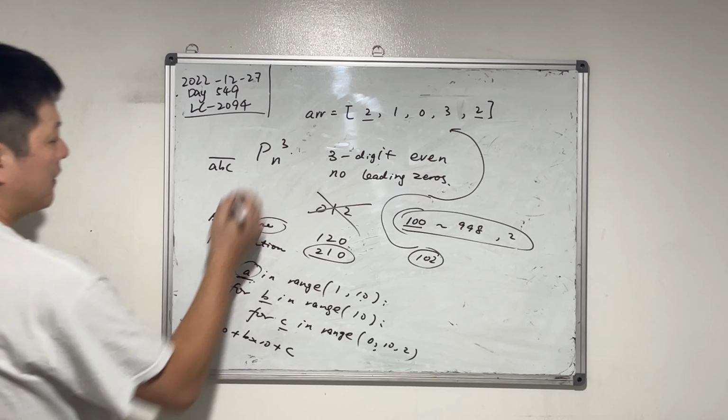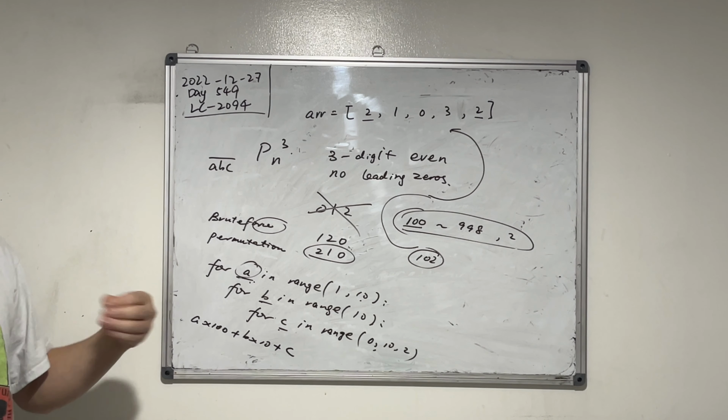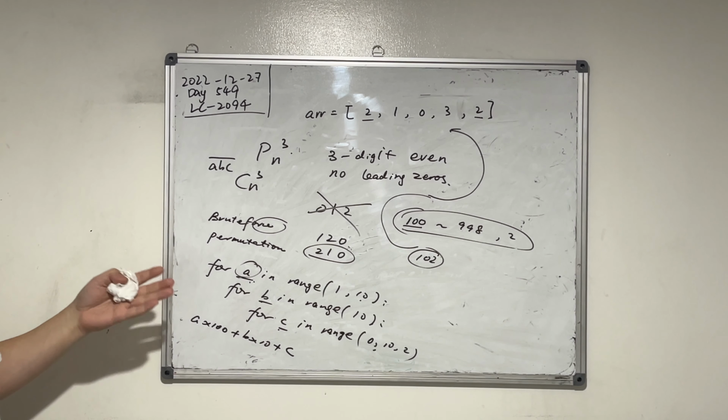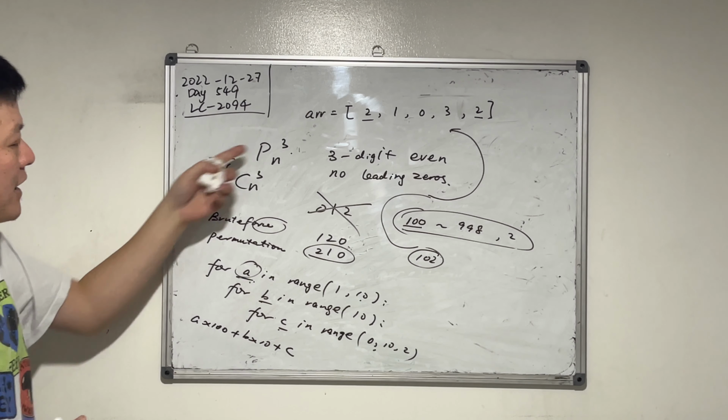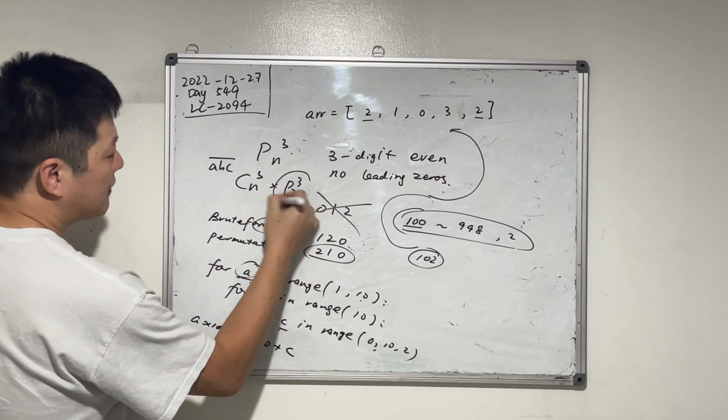Okay, brute force, permutation, Pn3. Picking 3 out of n with the sequence. Cn3 is picking 3 out of n where the order does not matter. So Pn3 is actually Cn3 times P33. Okay, this is the full permutation.